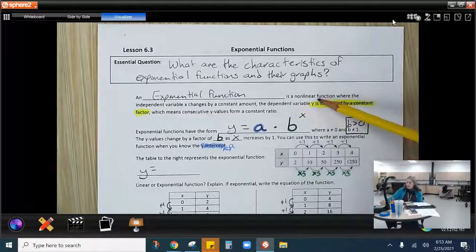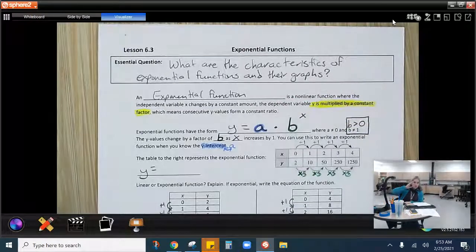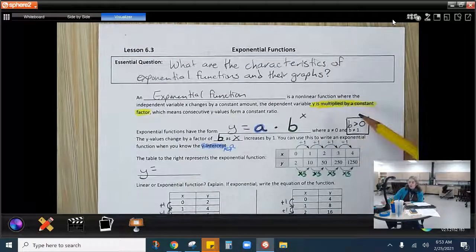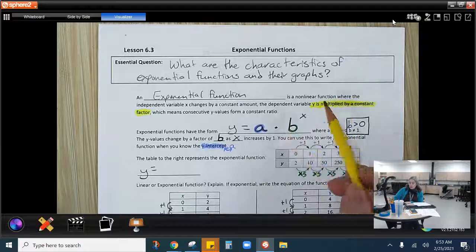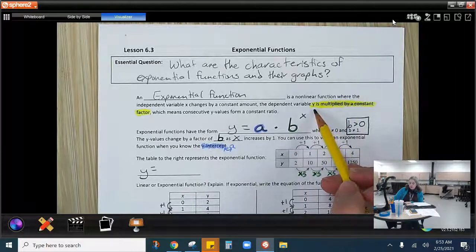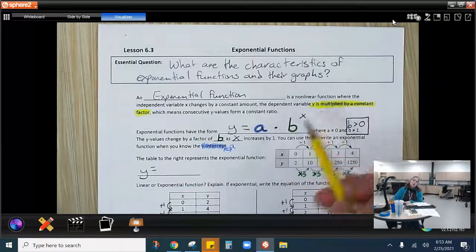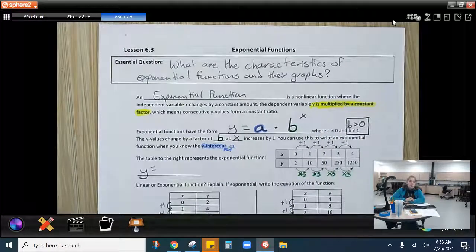Well, it's a nonlinear function, so it doesn't make a straight line, right? Nonlinear, where the independent variable x changes by a constant amount. The dependent variable y is multiplied by a factor, which means consecutive y values form a ratio, right? They form a ratio. We're going to look at some tables in a minute. We're going to determine if they're linear or if they're exponential. And we know that exponents, the more exponents we have, the more we are multiplying that number, right? So I'm going to give you a hint there. It should be multiplying somewhere in here.